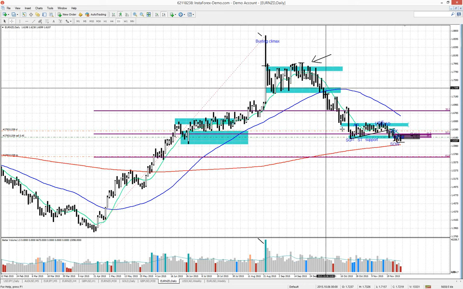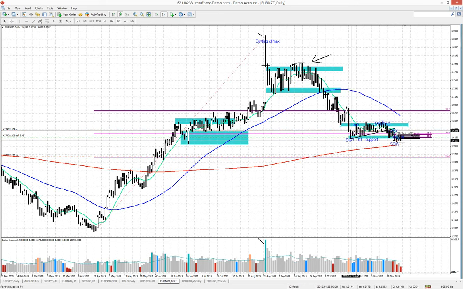Now, after the 1,000 pip drop out of the trading range, we created another trading range, a 24 days trading range, which is, in my opinion, classic redistribution. So I start to sell this.